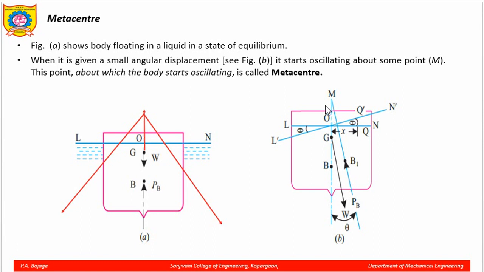Here you can see the axis is changed now, and this is the original vertical axis of the body. It has an angular displacement of theta. So the body oscillates with respect to its metacenter.